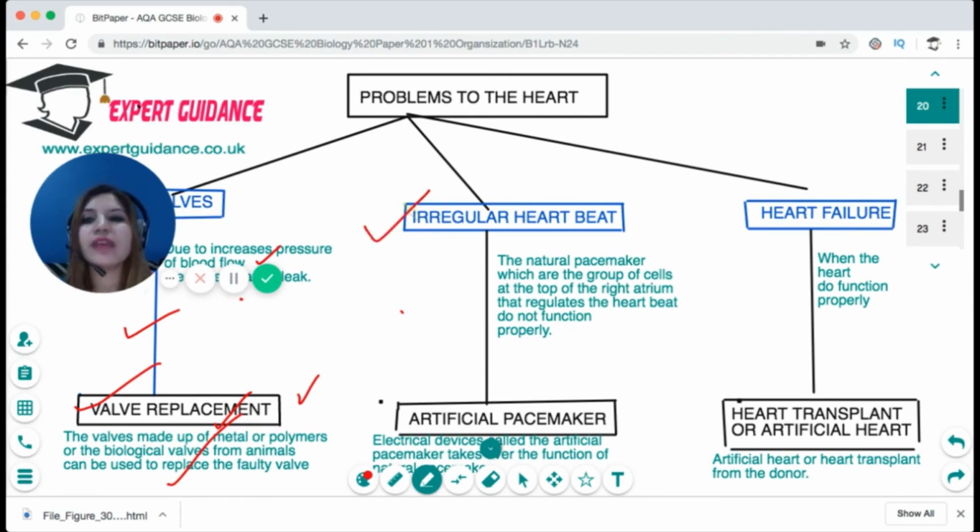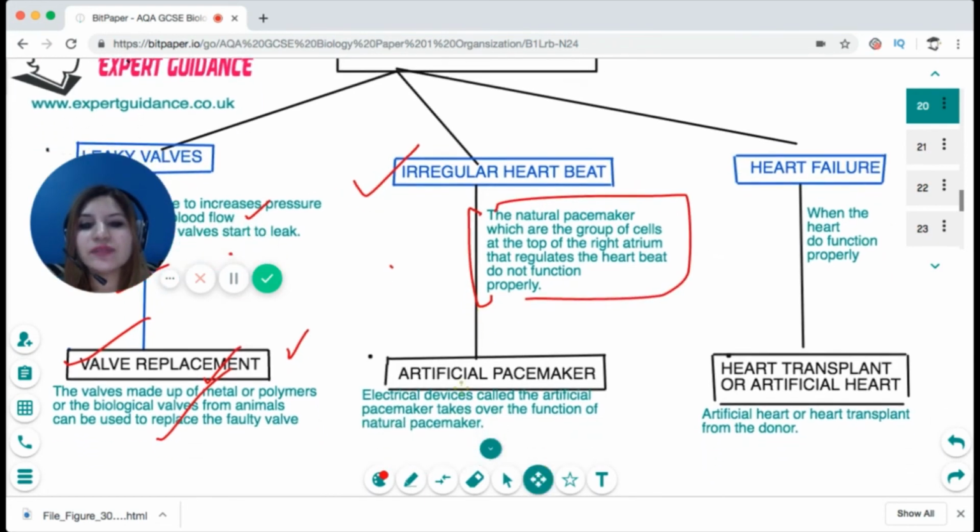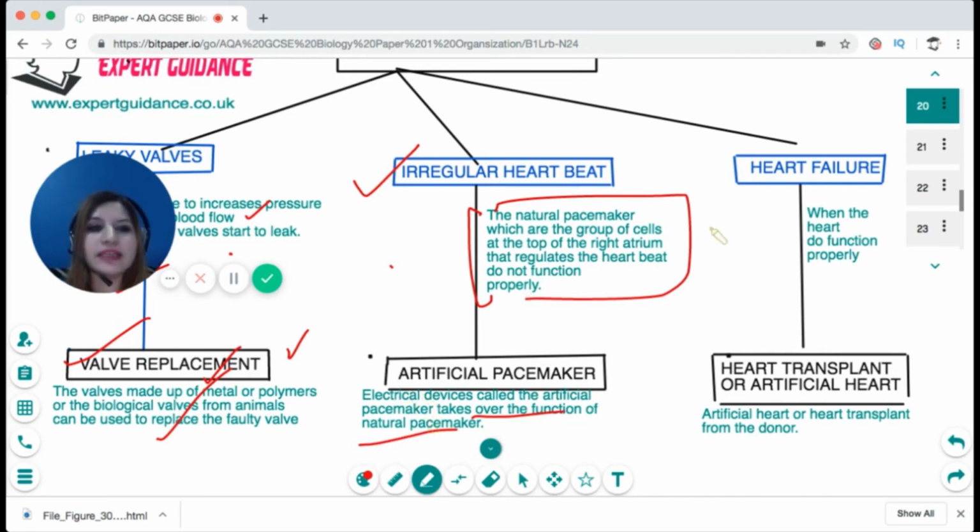Why? Because the heart is controlled by a group of cells present in the right atrium called the pacemaker, which regulates the heartbeat. If there's any problem with that, there's an irregular heartbeat. So we make electrical devices called artificial pacemakers, which take over the function of the natural pacemaker, and they regulate the heartbeat.